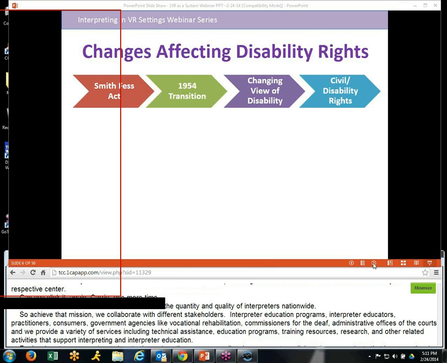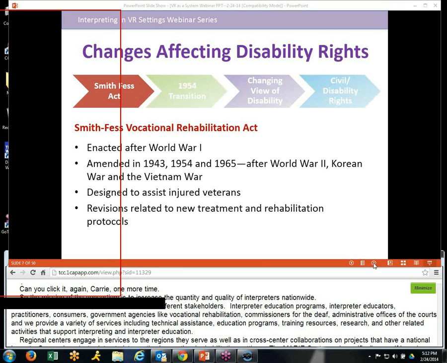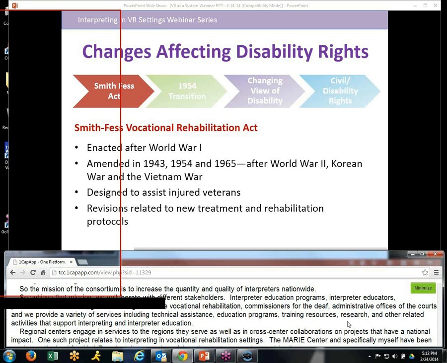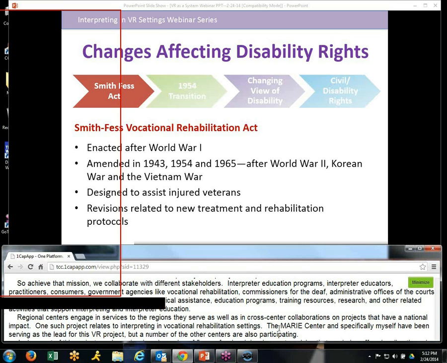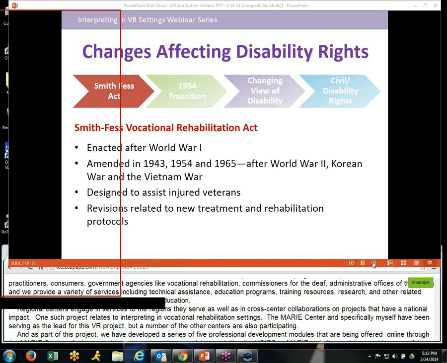So first is the Smith-Fess Vocational Act, which was enacted after World War I and was later amended after each major war, World War II, the Korean War, the Vietnam War. Each war resulted in an increase in the number of veterans with disabilities. And as well, with each passing decade, new treatments and rehabilitation protocols emerged, offering hope for improved potential for work and assimilation into the broader society. Next slide.